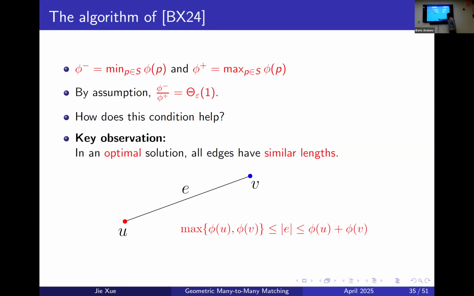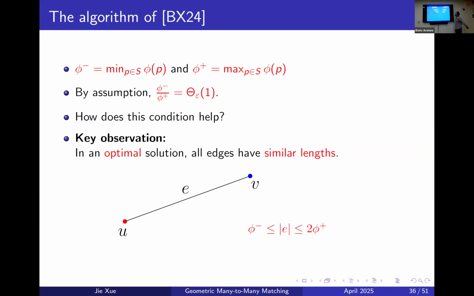Okay, so what is this number? This number is at least phi minus. What is this number? This number is at most 2 phi plus. So you have this inequality.